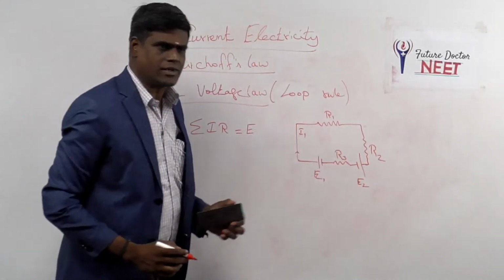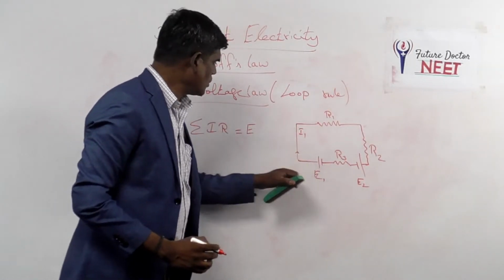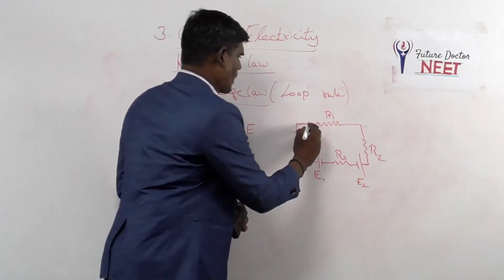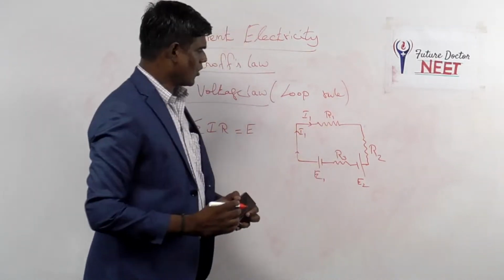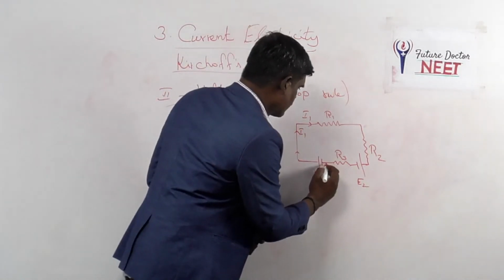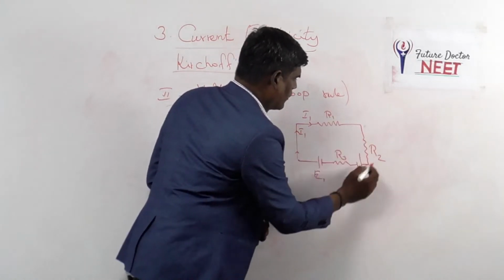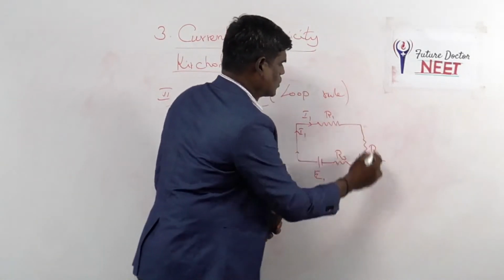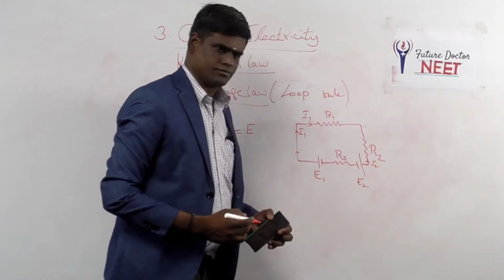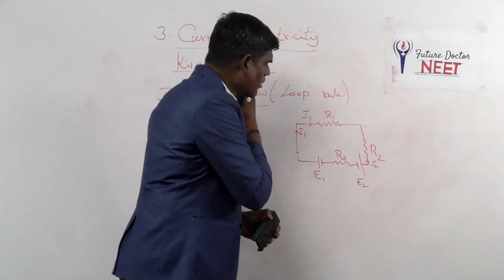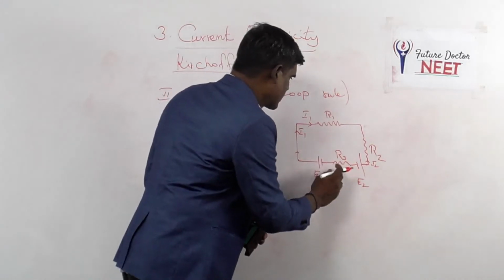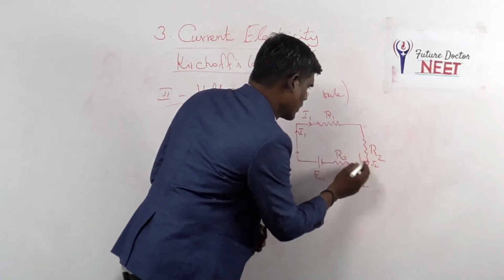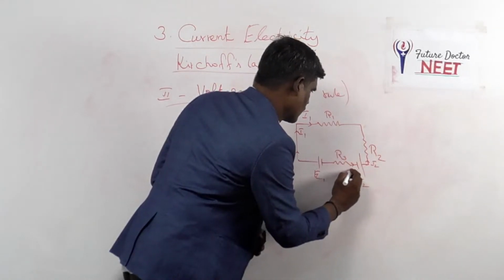What is the direction of current? Current moves from positive to negative. So I1 is the current flowing in this direction. I1 current. Okay. And here, we'll see here, I2. I2 is a current that flows towards this side. And here what current is flowing? Here also I2 only, moving from positive to negative. So I2.